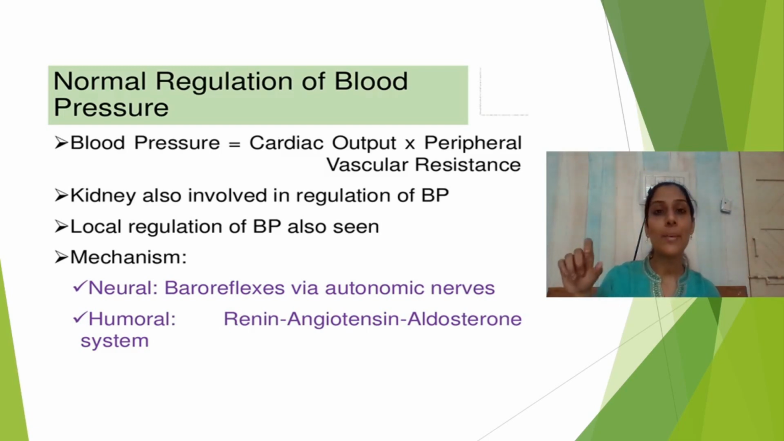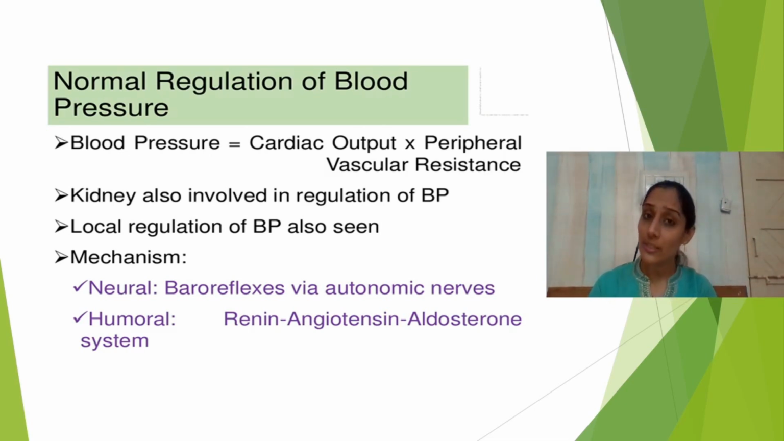Simple example: if you take a water pipe and the water is coming out, and you keep a thumb and push from the forward side, then the pressure in the pipe increases, which explains peripheral vascular resistance. Then for normal regulation of blood pressure, the kidney also plays an important role, and there is local regulation also, through baroreflexes, or baroreceptors, which are present in the heart.